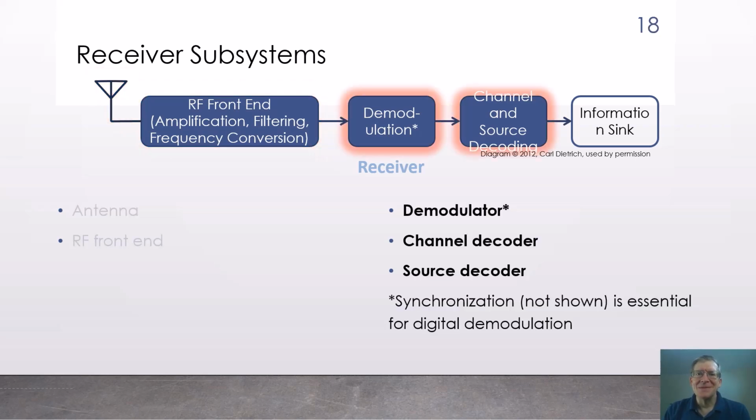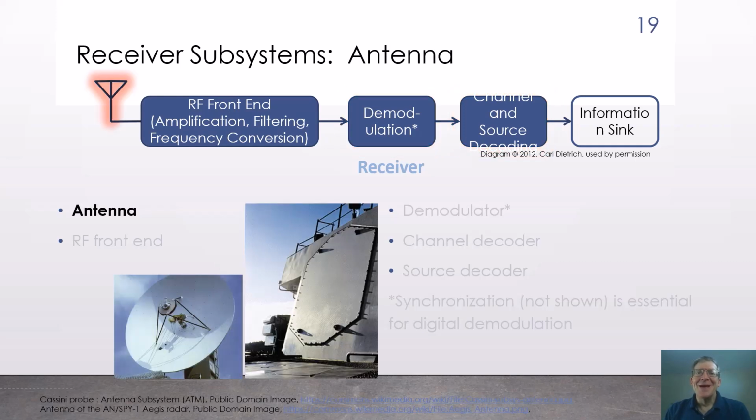The subsystems on the right can be implemented as signal processing software or firmware that runs on programmable or configurable processing devices, or as special purpose hardware. The receiving antenna converts a received electromagnetic wave or time-varying electromagnetic field into a time-varying voltage or current that can be processed to recover the original transmitted information.